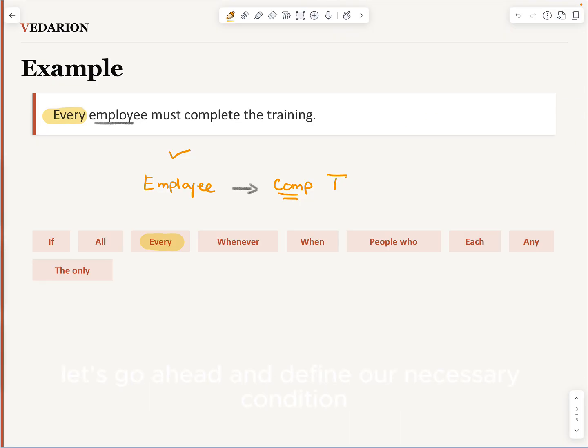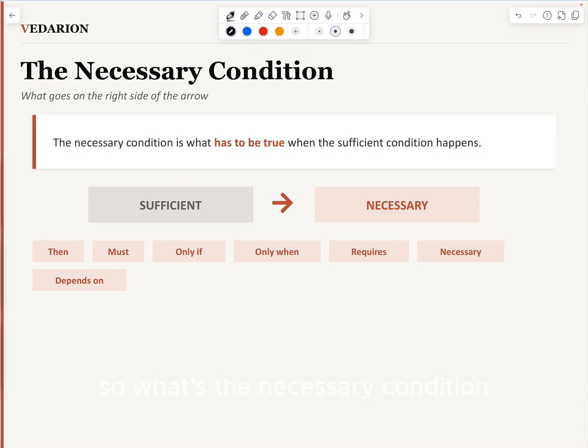Let's go ahead and define our necessary condition. So what's a necessary condition? It's what goes on the right side of the arrow. So if you know the sufficient has happened, the necessary has to be true. So the words such as then, must, only if, only when, requires, necessary, depends on. If you see these words, you can go ahead and put what follows them on the right side of the arrow. So let's go ahead and try this in an example.